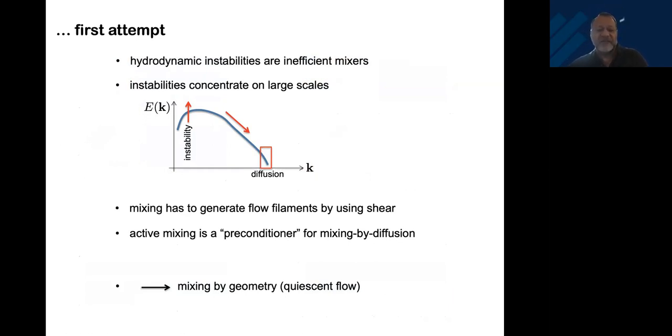So the active mixing part is almost like a preconditioner. It preconditions the flow into small scales and small filaments. It transports it down towards smaller scales so as to prepare it for mixing by diffusion. Okay, so we're gonna exploit this in an adjoint-based optimization. And the way we're gonna do that is by mixing by geometry. We're not doing blowing and suction on the wall. We're actually mixing by geometry, okay, by stirrers.